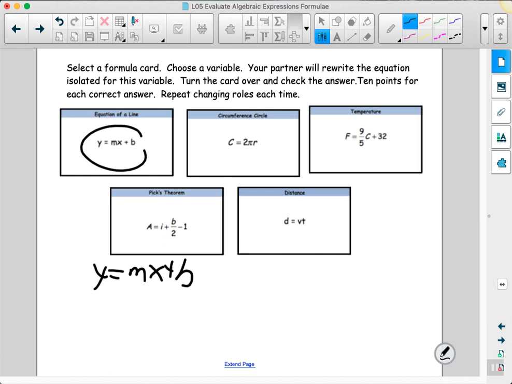And then they would have to tell me what I am isolating for. And if they ask me to isolate for y, they're very kind because it's already isolated for y. But they might ask me to isolate for m or x or b. Let's suppose they ask me to isolate for m. I'm going to show you how I would do that.